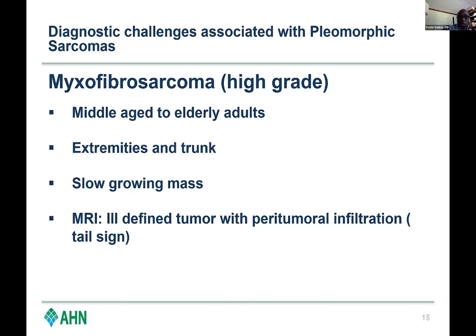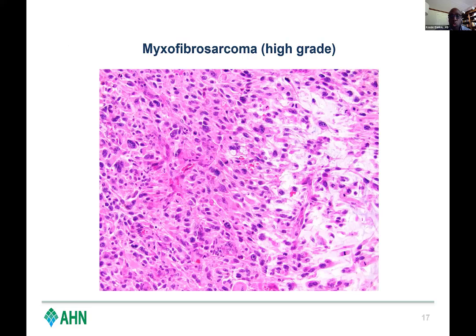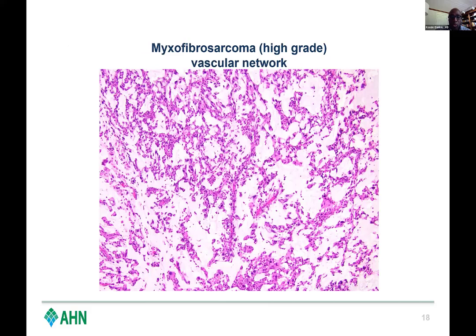The first pleomorphic sarcoma I want to discuss today is myxofibrosarcoma, the high-grade type. Myxofibrosarcoma is a pleomorphic sarcoma that affects older gentlemen. It usually involves the extremity and trunk as a slowly growing subcutaneous mass. By microscopy, on low power, we're going to have a multinodular architecture. The tumor cells are usually spindle-shaped, but one sometimes can see epithelioid forms or pleomorphic giant cells. The stroma is strongly myxoid, as shown here.